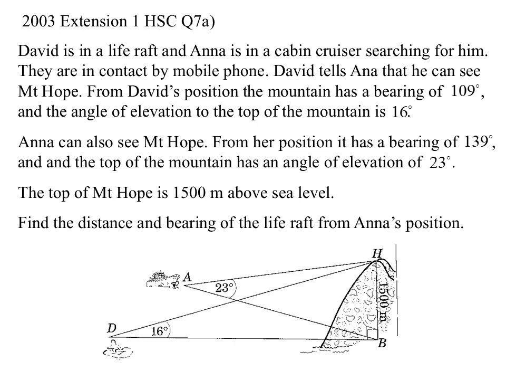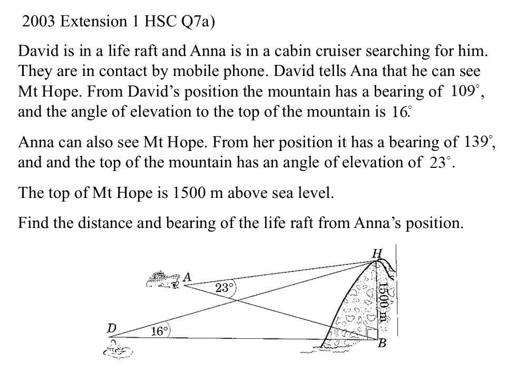Now, fortunately, David has one of those, what do they call them, theodolites or something that measures angles. Wow, that was lucky on that life raft. He had one of those. And he says that, oh look, Mount Hope, it's a bearing of 190 degrees, and I can see that the angle of elevation is 16 degrees. Well, fortunately Anna also has the same equipment on the cabin cruiser and goes, hey, that's funny, from me the bearing's 139 degrees and the mountain's got an angle of elevation 23 degrees. But they also happen to know that Mount Hope is 1,500 metres above sea level. Whew, how lucky were they?